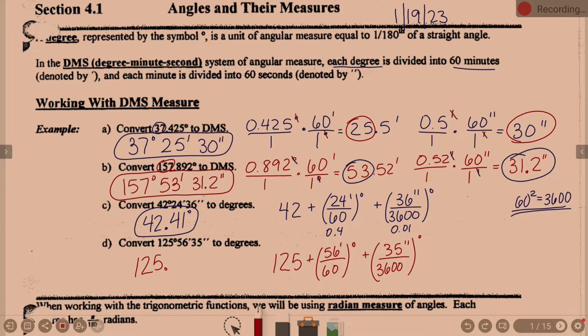That's good. Now, if you do 56 divided by 60 by itself, you get 0.93 repeating, I believe. If you do 35 divided by 3,600 by itself, 0.00972, and the 2 is repeating. If you're adding these by hand, you're going to want to go up to your calculator and grab them to add them, aren't you? But if we just put it all in at once, it works out pretty nicely. You end up with 125.943 degrees.